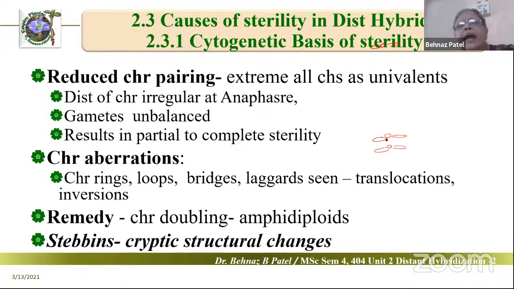And then there would be an unequal distribution of the chromosomes to the two poles. And even if that does not happen, it could be that certain other factors are playing a role. Like you may get translocation taking place.